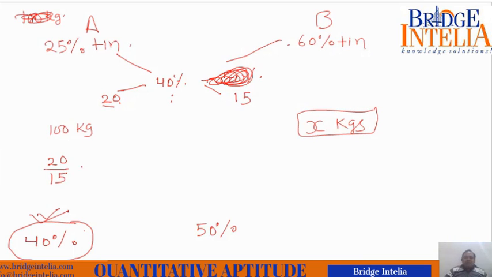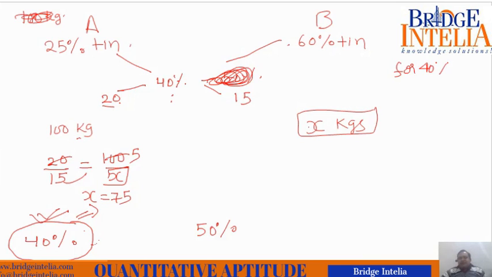So 20 by 15 should be exactly equal to 100 by x ratio. So from here, x comes out to be equal to 75. So x will be equal to 75 if you try to reach this extreme. So for 40%, one boundary condition is x is equal to 75.